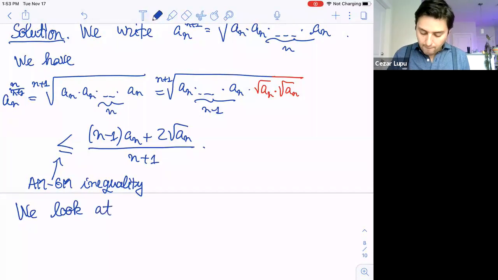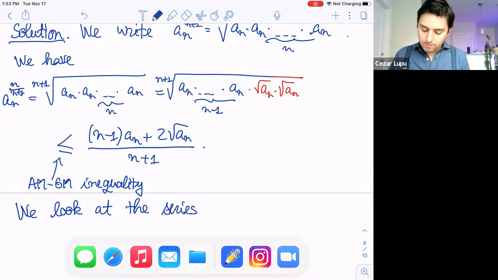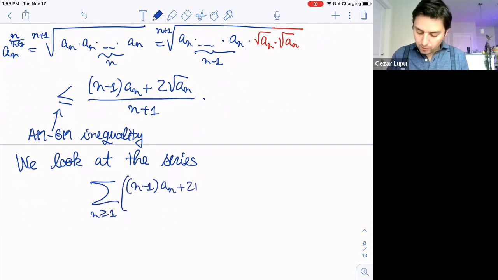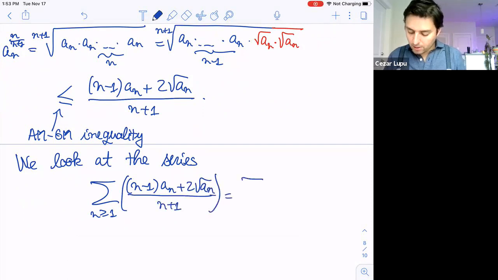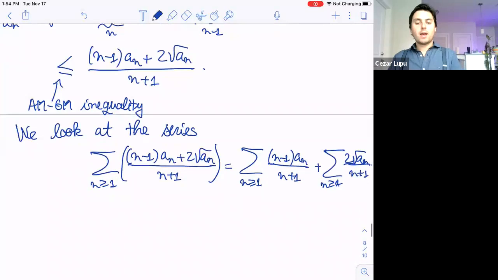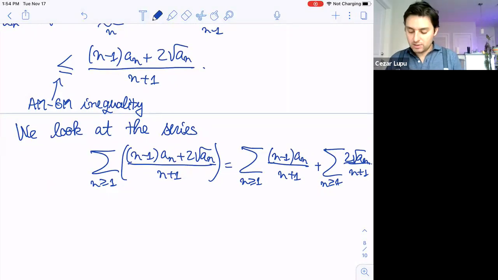So now we look at the series, the sum of (n minus 1) a_n plus 2 square root of a_n, over n plus 1. This will be nothing else than just, I'm going to break this into two series: the sum of (n minus 1) a_n over n plus 1, plus the sum of 2 square root of a_n over n plus 1. And what I need to do right now is to study the convergence of these two series.